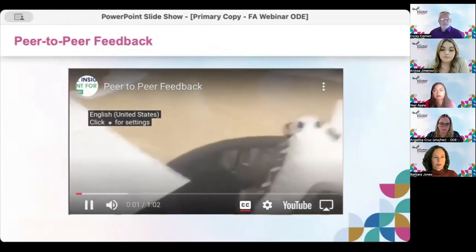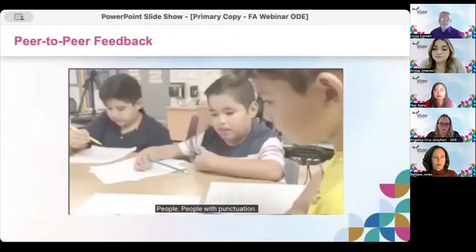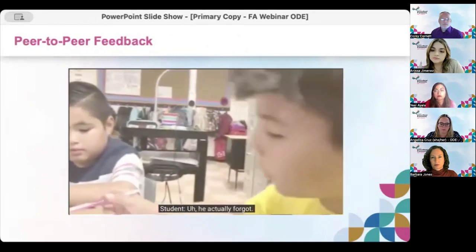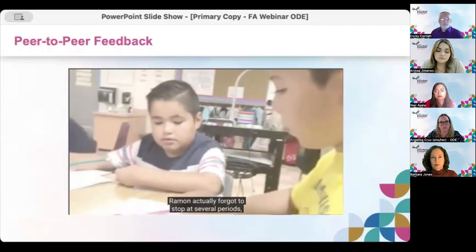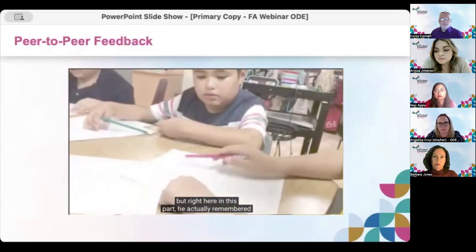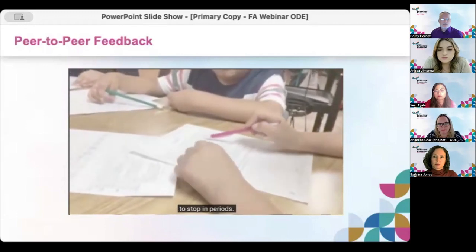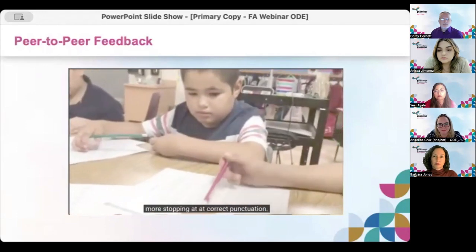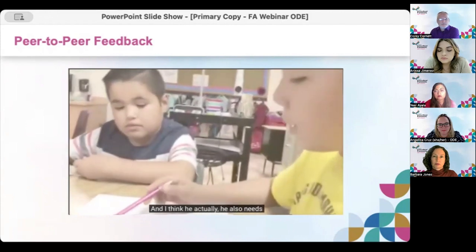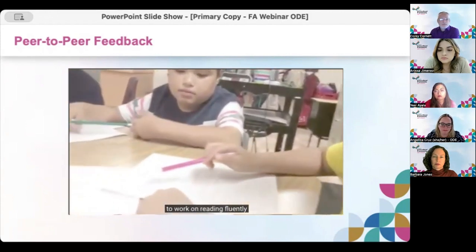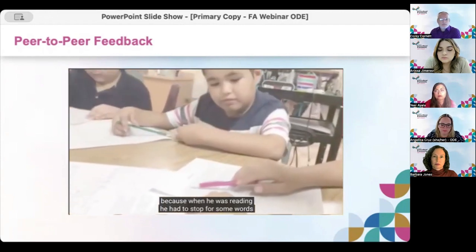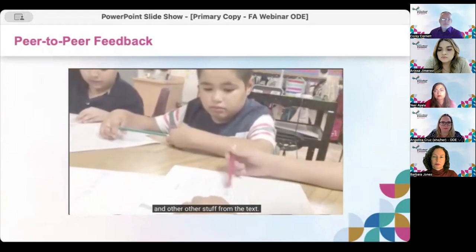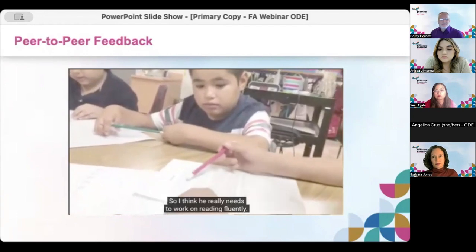A little bit louder. People punctuation. He goes punctuation. So how did he do with that? Ramon actually forgot to stop at several periods, but right here in this part, he actually remembered to stop at periods. And for the rest of the story, I think he needs to work on stopping at correct punctuation. And I think he also needs to work on reading fluently, because when he was reading, he had to stop for some words that he couldn't read and other stuff from the text. So I think he really needs to work on reading fluently.